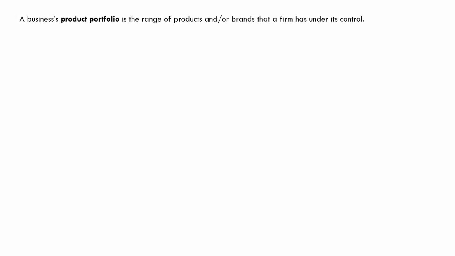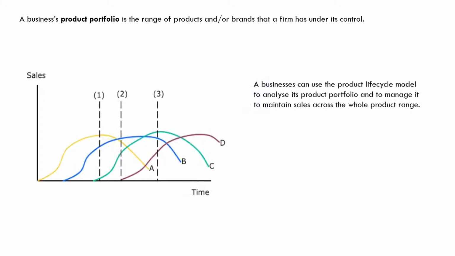Product portfolio, quite simply, is the range of products or brands that a firm has under its control. And what we really want to make sure of, from a business point of view, is that we have products in our portfolio at different stages of the product life cycle. So if you have a look at stage 3 here, this point in time, this is quite a good situation for this business, because whilst product A has declined and has finished, product B, which we brought out slightly after product A, has just finished the cash cow stage, finished the maturity stage.